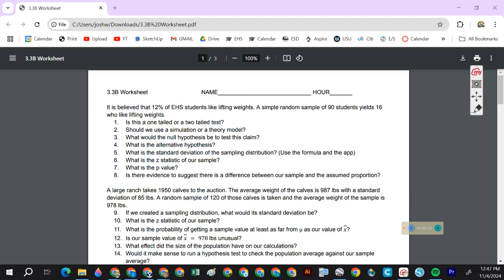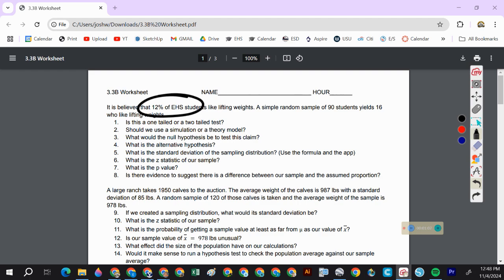You're okay. All right. So it is believed that 12% of Emory High students like lifting weights. I totally made this up. A simple random sample of 90 students yields 16 who lift weights. So first off, where did this come from? I don't know. Somebody told us that, right? So that is our population. Okay, that's our population proportion.